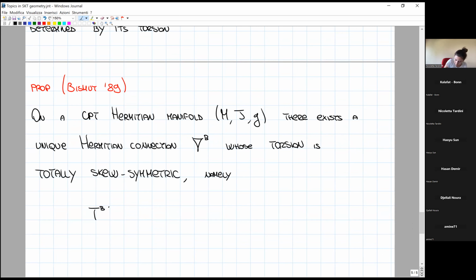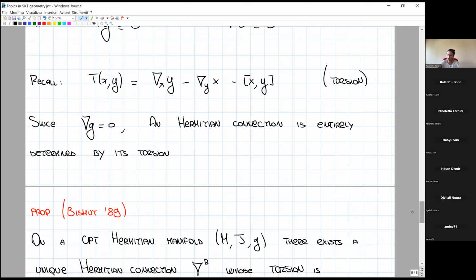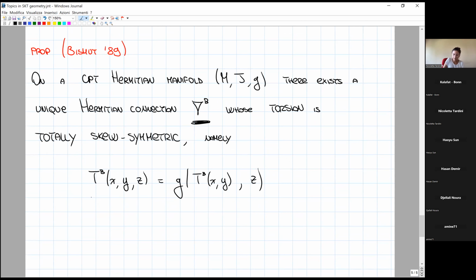If we define T^B(X,Y,Z), where X, Y, Z are vector fields, this is G of T^B(X,Y), comma Z. Okay, so T^B is the torsion for the connection nabla^B, according to the definition you have now at the top of the slide. Then you define this tensor with three entries, and it turns out that this is a differential three form, a smooth three form on M. So if you have an Hermitian manifold, there exists a unique Hermitian connection whose torsion is a three form. It's totally skew symmetric, so it's a three form.